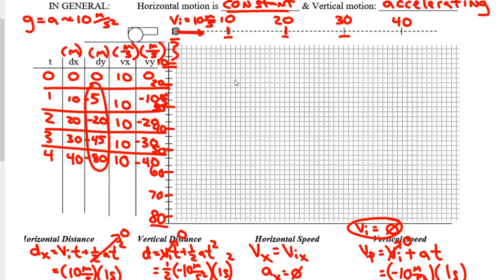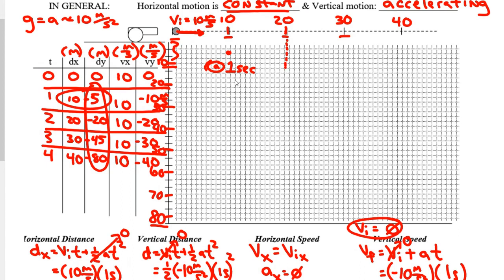So at 1 second, my coordinates are 10 and negative 5, okay? So that is 10 to the right and 5 down. That would get me a dot somewhere right around here. So after the first second, the cannonball would be located where I just put that first dot. At 2 seconds, it would be at 20, 20.